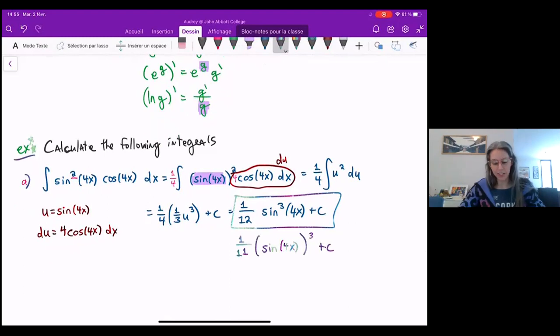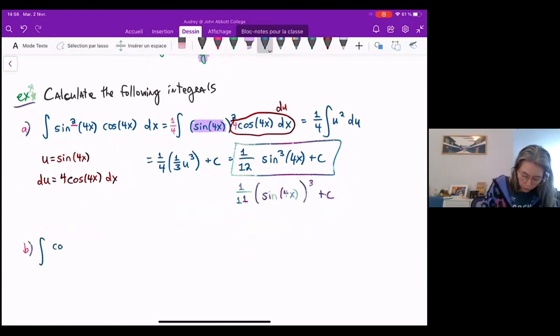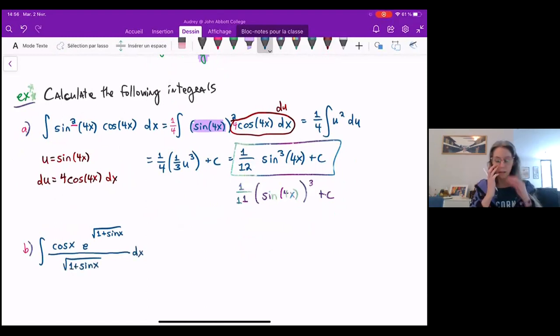Let's do a more challenging one. B. Okay. So here I have the integral of cosine x e to the power of the square root of 1 plus sine x over the square root of 1 plus sine x dx. Okay, so I have an e to a power.